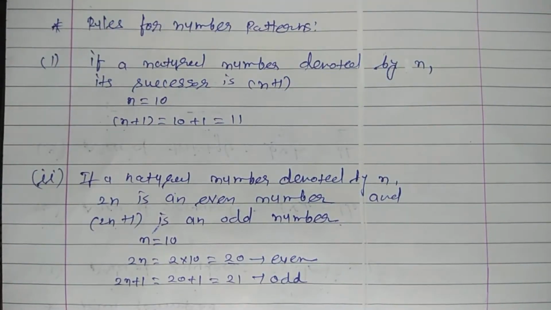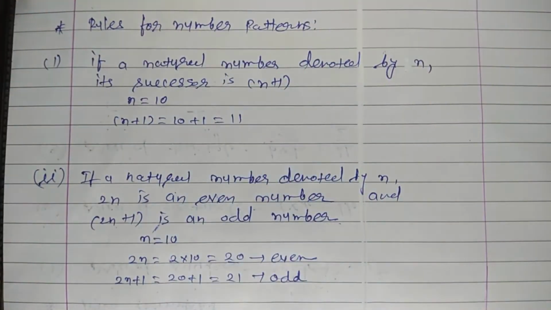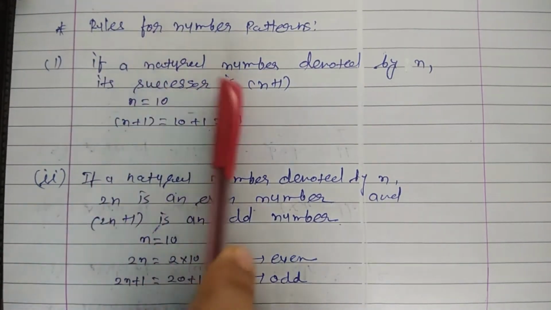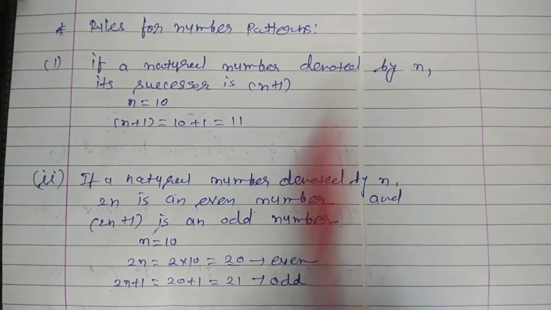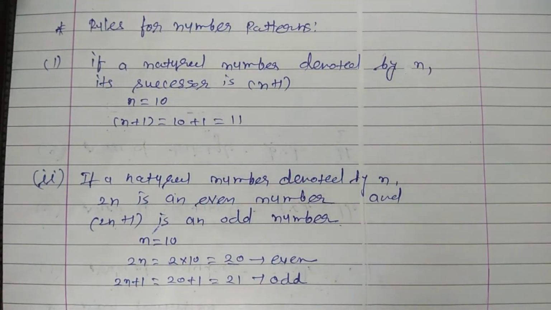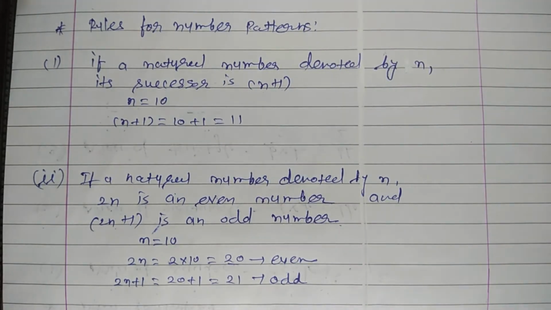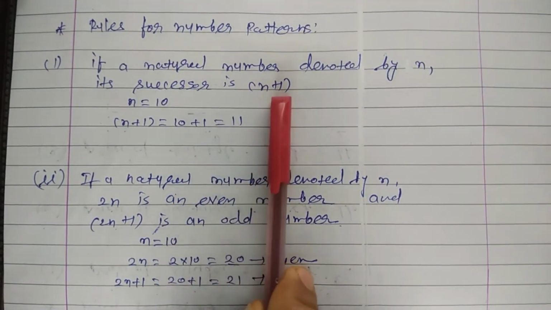Now let us learn about some rules. Rules for number patterns. If a natural number is denoted by n, then its successor, that means the next number, will be n plus 1.